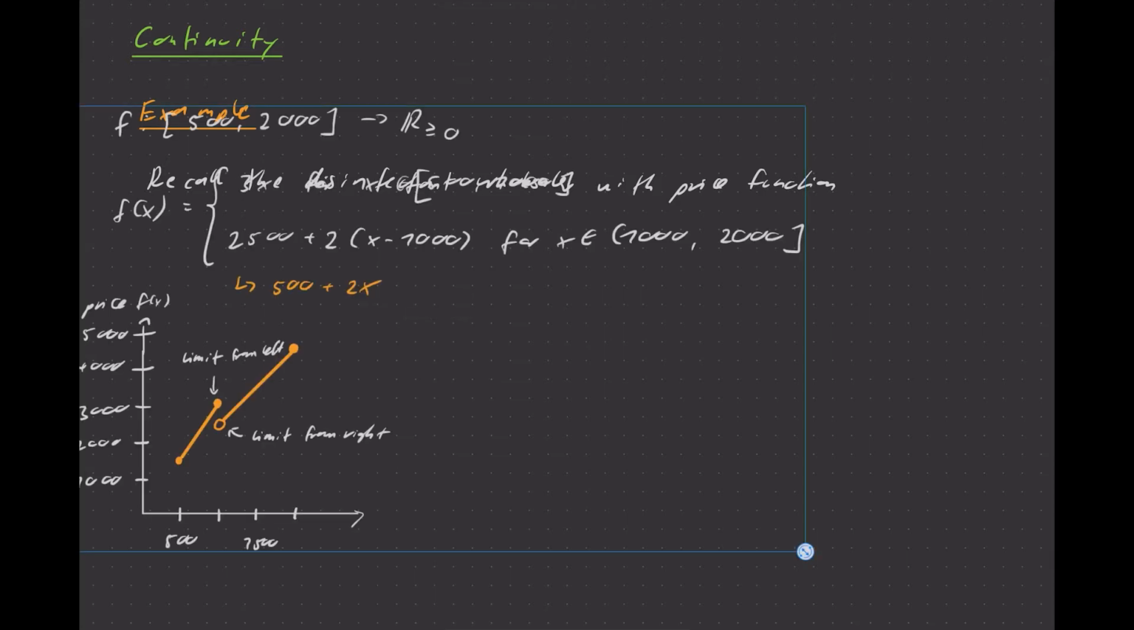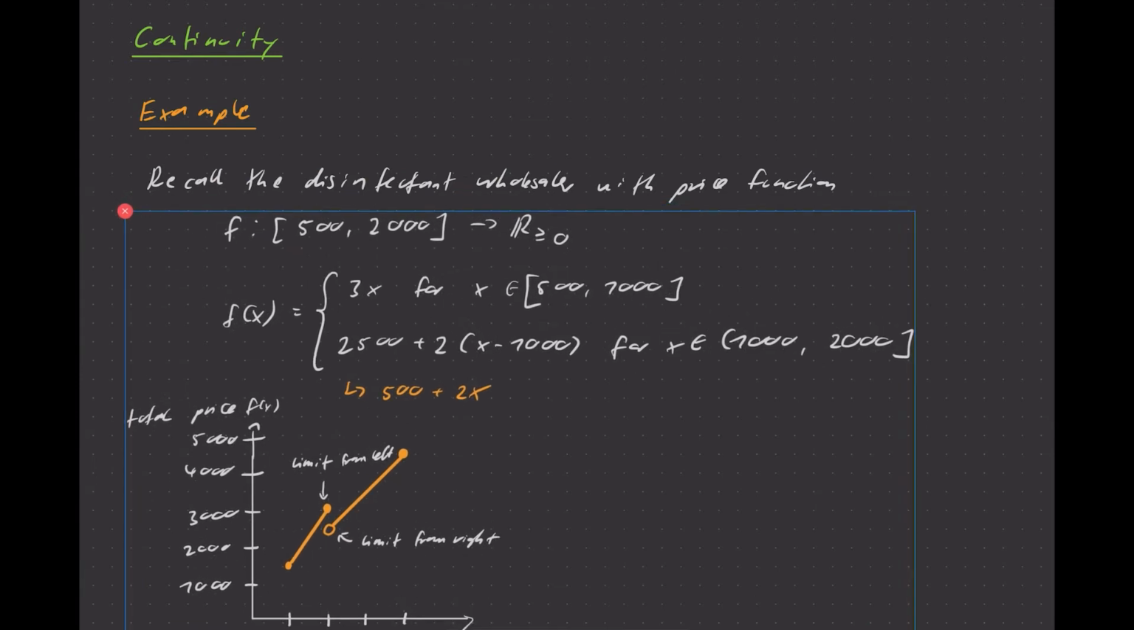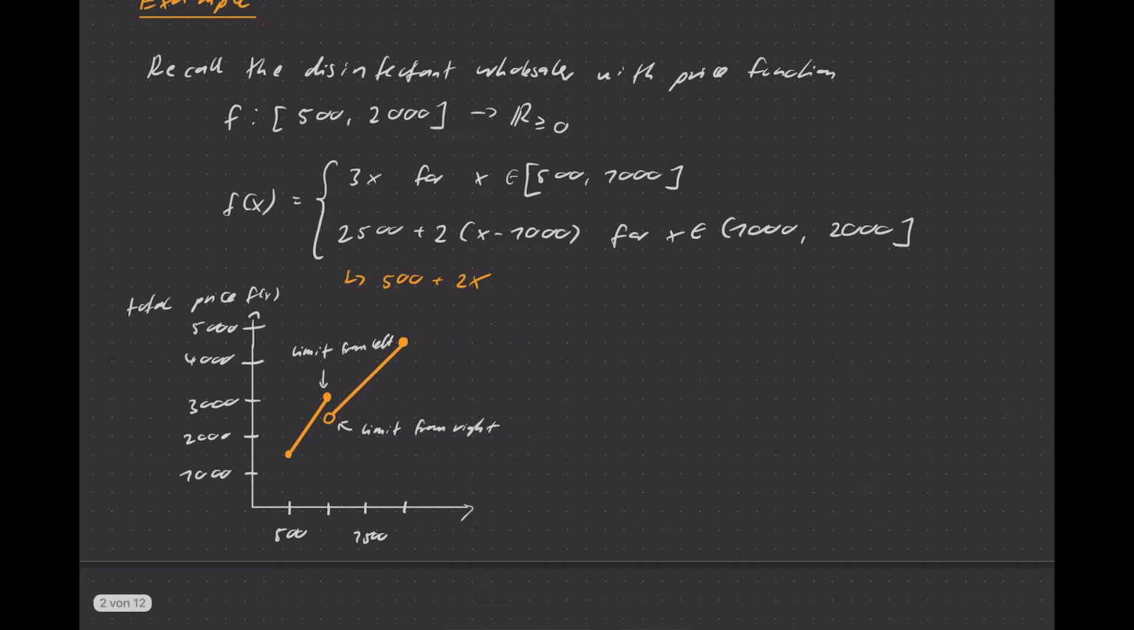Now you might recall the example of the disinfectant wholesaler who had a rather strange pricing function. If you don't, that doesn't matter. I'll remind you in just a second. So recall the disinfectant wholesaler with price function f. You will hopefully remember the minimum sales was 500, the maximum sales was 2000. So the domain of that function is the interval from 500 to 2000. The price is always non-negative, so the codomain is r greater or equal to 0.